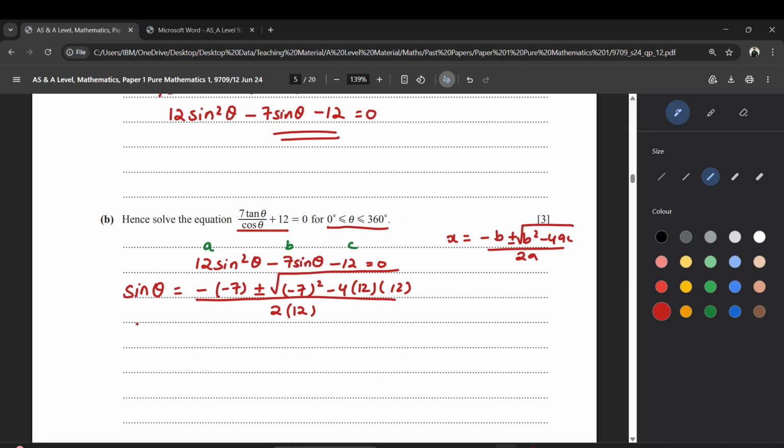Now, are you allowed to just directly plug all of this in your calculator? No, you have to show one more step. There will be one more intermediate step, which is 7, I'm going to write plus, just plus. Then I'm going to plug in this whole part, the square root of this whole expression, in my calculator. So 7 squared minus 4 times 12 times 12.